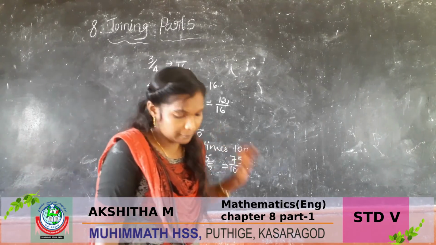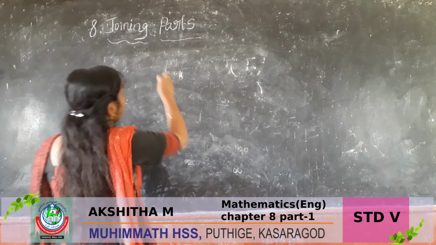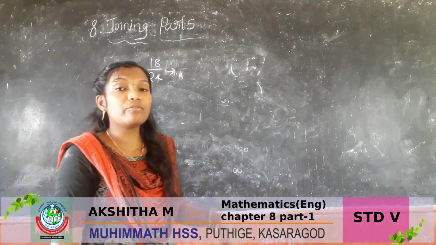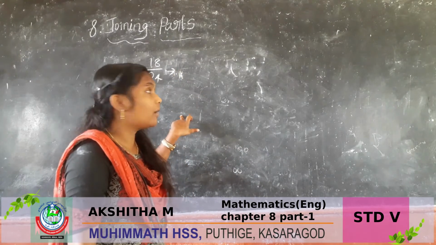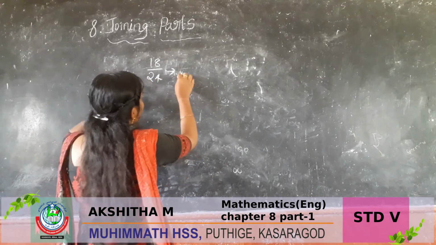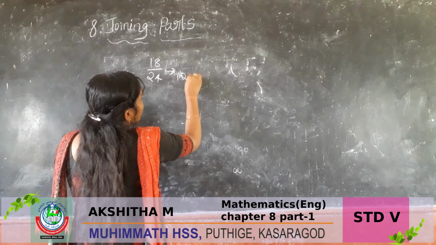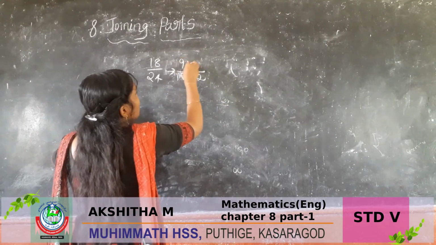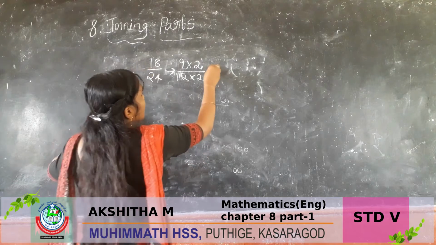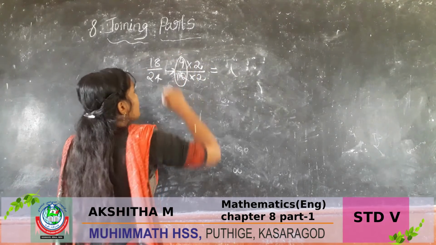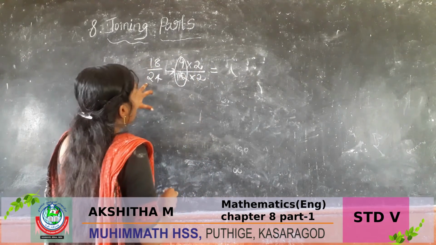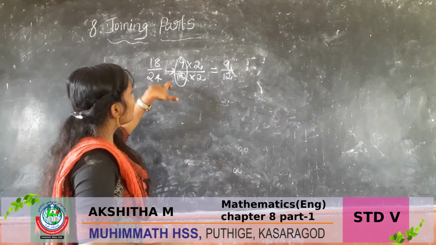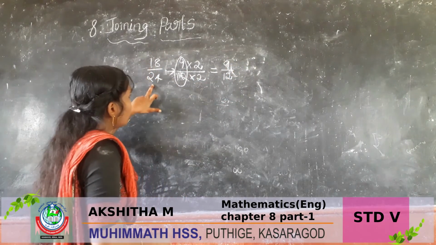Is it clear? Let us look at another thing. 18 by 24. How can we find out the smaller fraction of 18 by 24? We already know that 12 into 2 is 24, and 9 into 2 is 18. So 9 by 12 is the smaller fraction of 18 by 24.